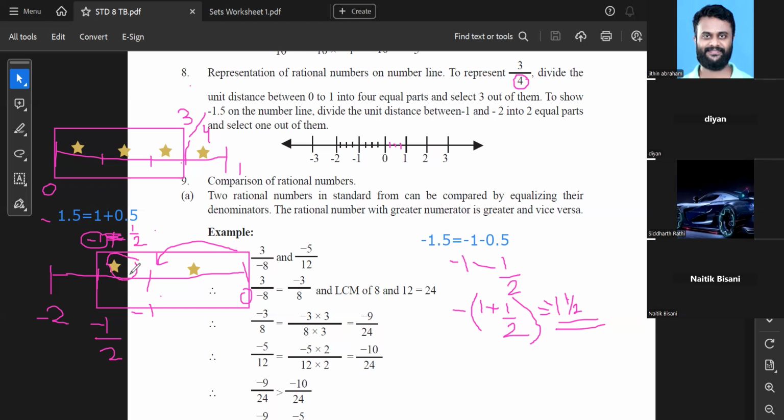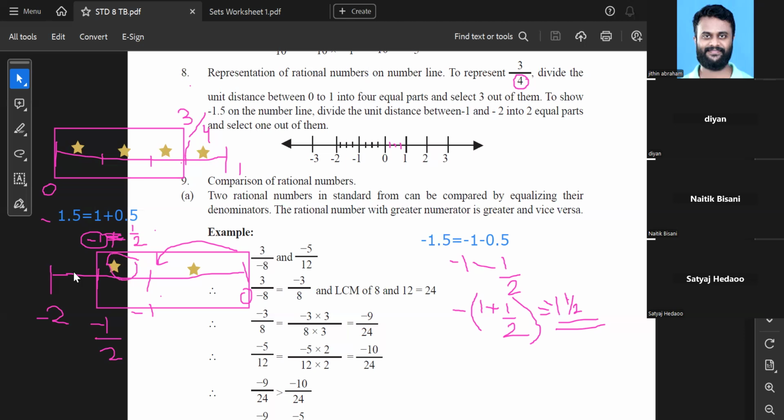Clear? Okay, sir. It's like just -1. It's what you do. That is same as -3/2. Doing -3/2 on the number line, right? Yeah, absolutely. It's the same as -3/2 only. Okay, sir. Okay? Yeah.